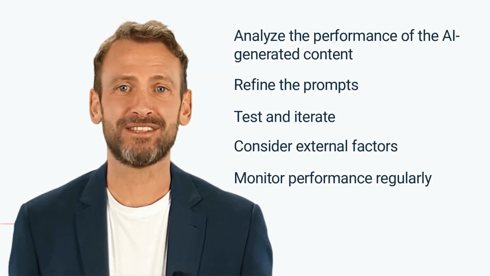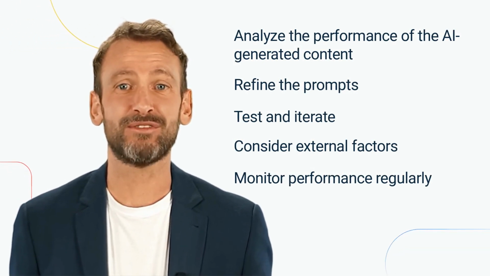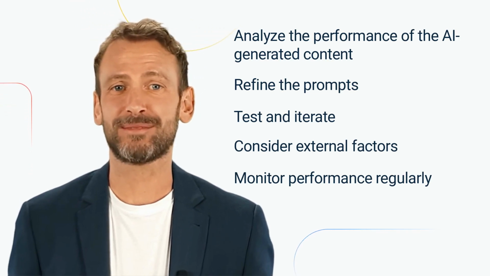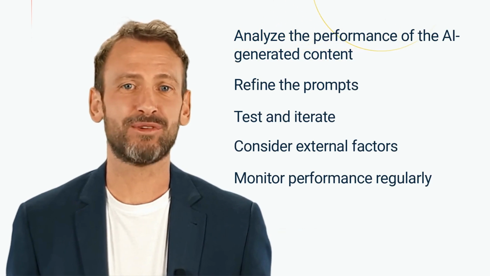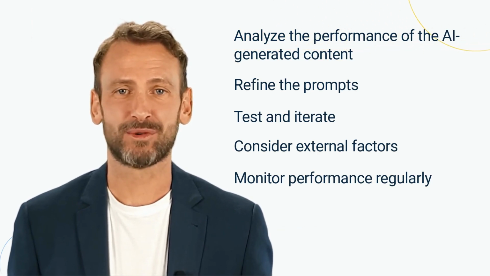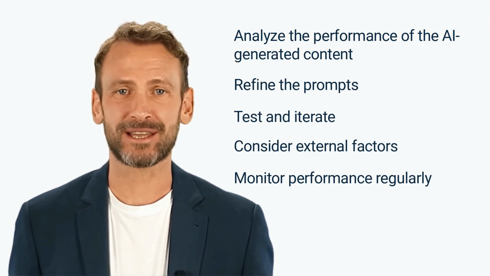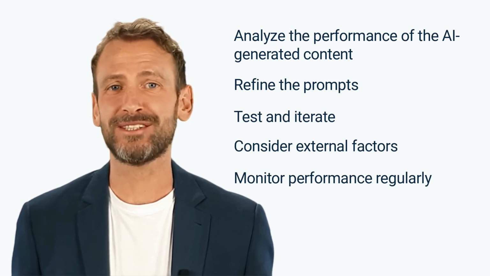Analyze the performance of the AI-generated content. Track metrics such as engagement, conversions, and click-through rates to understand how well the content is performing. Refine the prompts. Use the insights gained from analyzing performance to refine the prompts and improve the quality of the content being generated. Test and iterate. Test the refined prompts and iterate as necessary to achieve the best results.